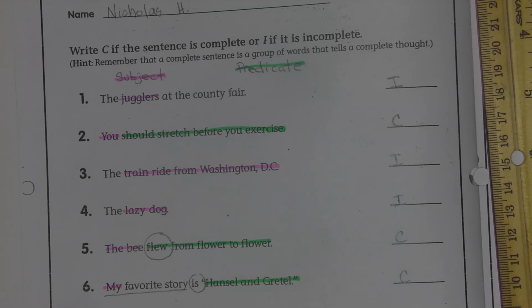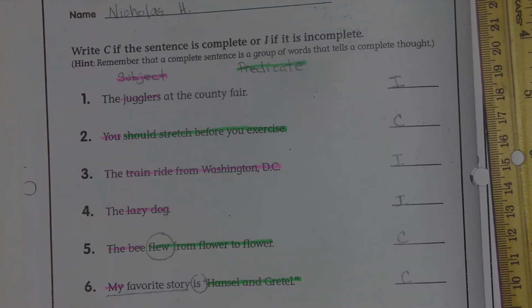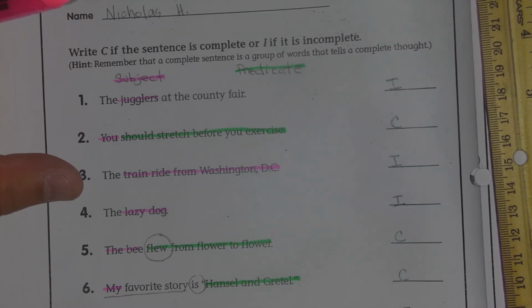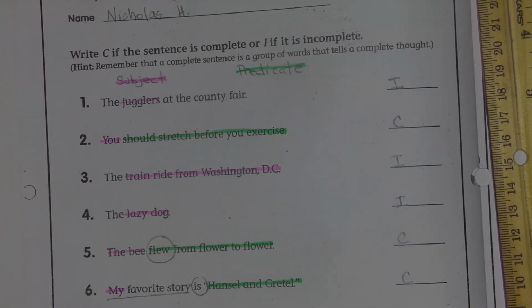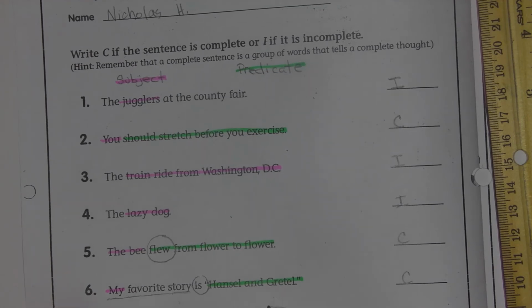Number 7, the animals in the Arctic. Well, this one doesn't tell me anything about what the animals are doing. It just tells me that I'm talking about animals, and it tells me where they are, but it doesn't tell me what they're doing. So this sentence, number 7, is incomplete. If it had more to it, the animals in the Arctic are white, that would be a complete thought. But this one is missing that predicate, which would go here.